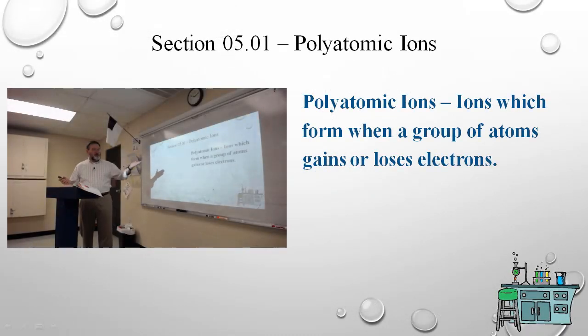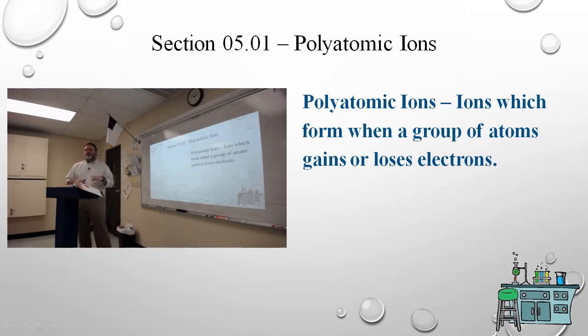So we're going to pick up with polyatomic ions, section 1. And polyatomic ion, what is it? Again, this is in your book, in blue. They're ions which form when a group of atoms gains or loses electrons.